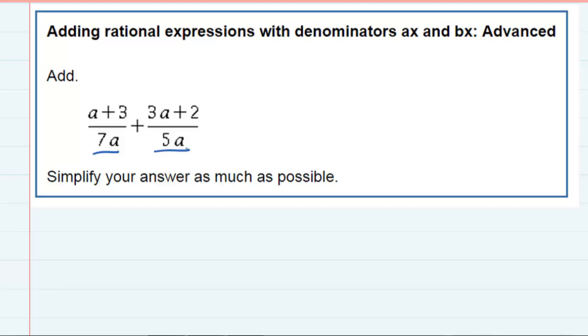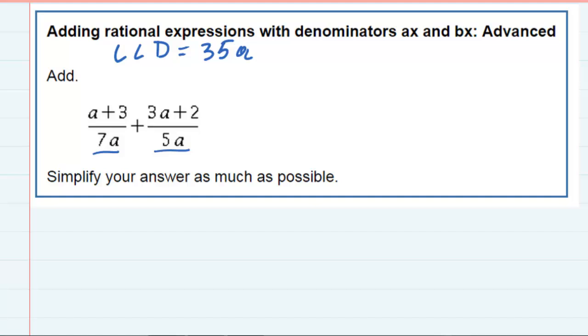They both have the a, but the first expression has a 7 and the second expression has a 5. So since those are numbers, we treat them like regular fractions, and to get the common denominator between a 7 and a 5, that would be the lowest common multiple, which is 35. So we're going to rewrite each one of these with our lowest common denominator of 35a. So they already have the a, it's just a matter of changing the numbers.